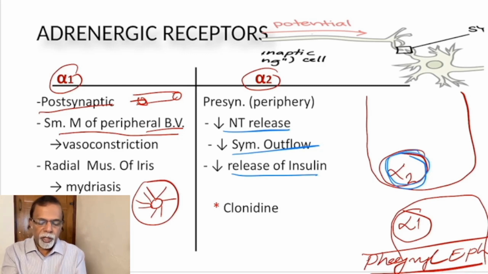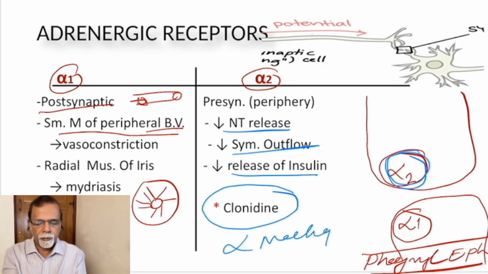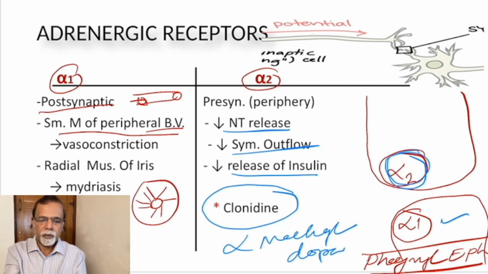One prototype drug we should remember is clonidine. Alpha-methyl dopa is another drug you should remember. Hope this difference is clear. Alpha 1 is postsynaptic and alpha 2 is presynaptic. This is the neuron, it is producing the synapse. Alpha 1 is postsynaptic and alpha 2 is presynaptic. Remember this.